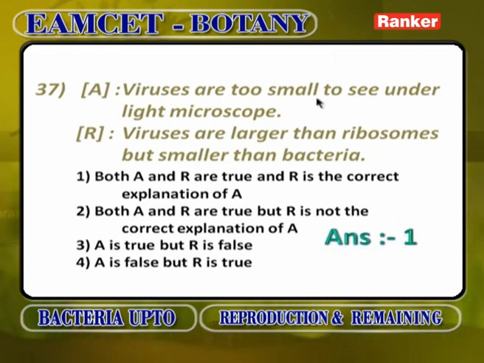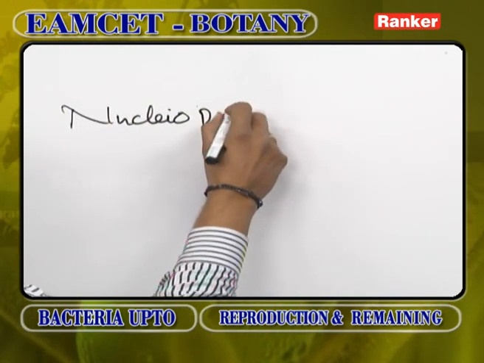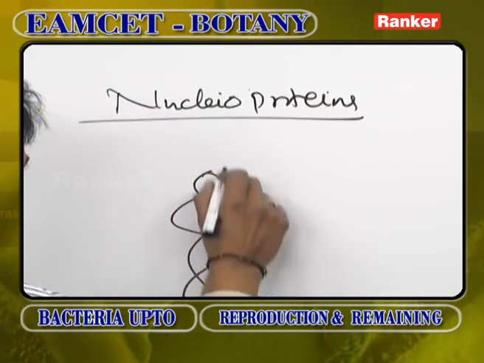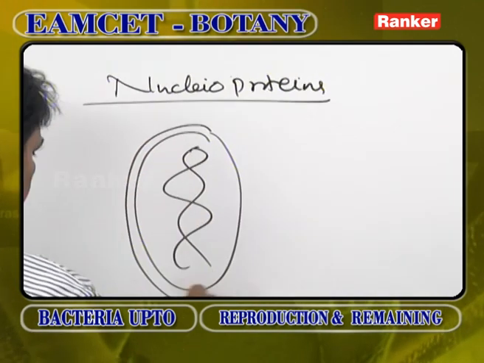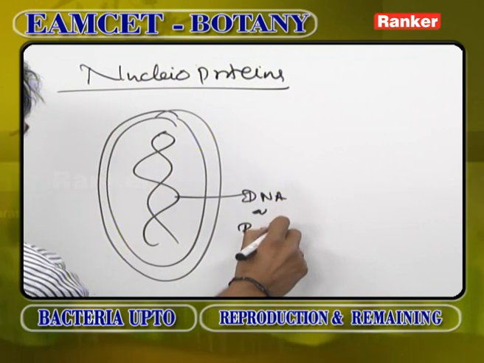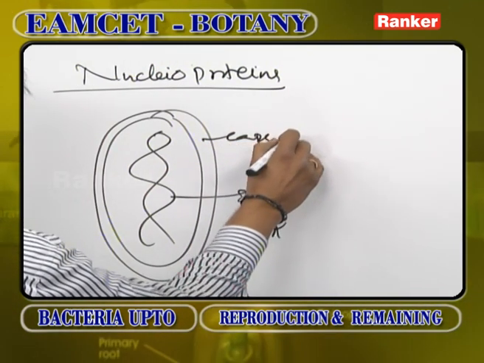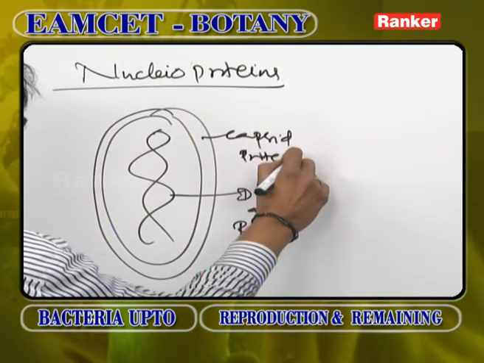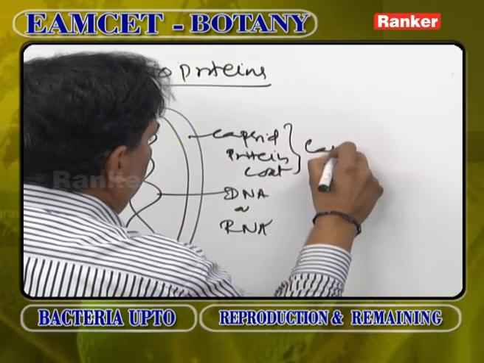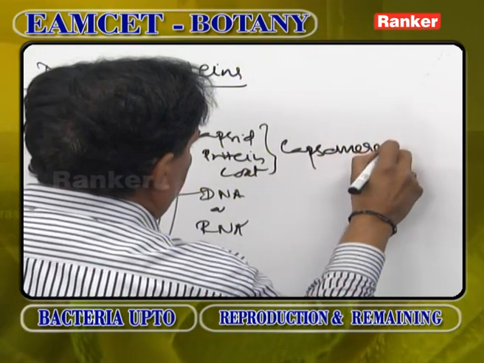Viruses are too small to see under a light microscope. Definitely they are very small. Viruses are made up of nucleoproteins. If you see a virus structure, it shows a central genetic material and a capsid protein coat. This genetic material is either DNA or RNA. This capsid protein coat is made up of small bits called capsomeres.